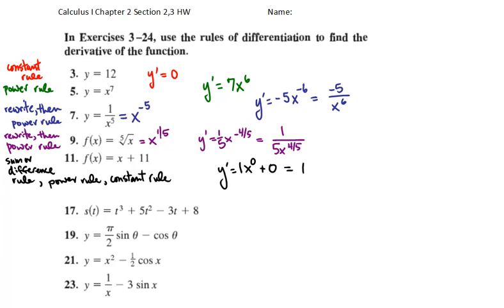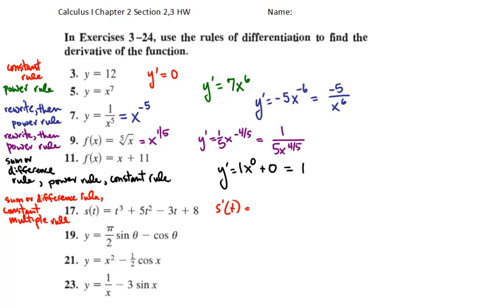With problem 17, again, we have the sum or difference rule together with the constant multiple rule. So the sum or difference rule tells us to take the derivative of each piece, and if any of those coefficients are greater than 1, for example 5 times t squared, we're simply going to multiply the result by 5. So let's see what that means.